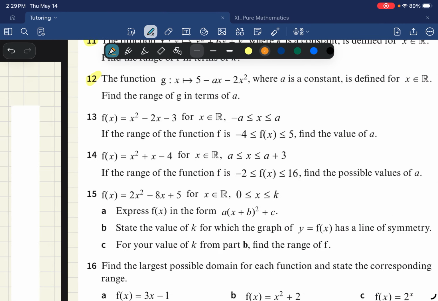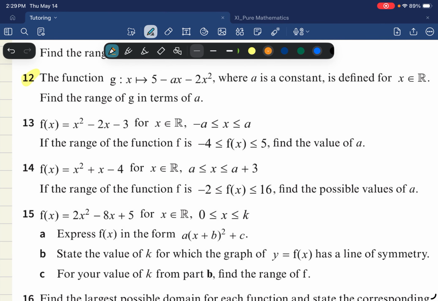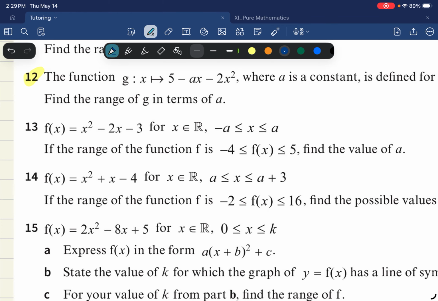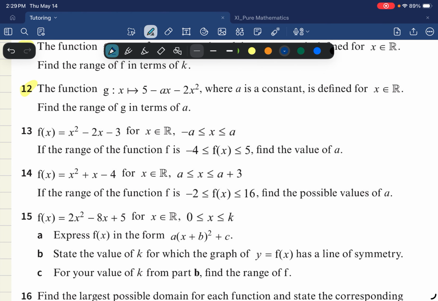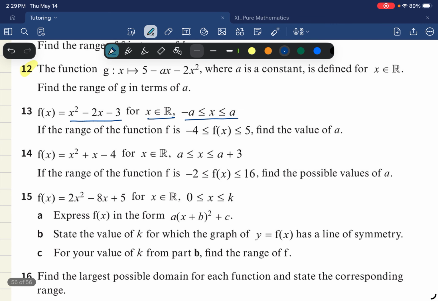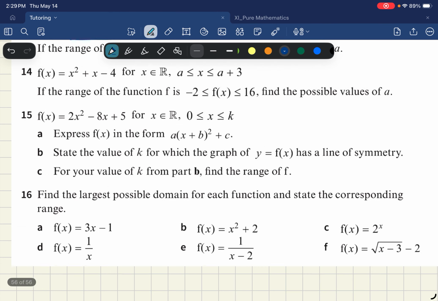Alright, so in this video we're going to finish off the last few questions related to this. We have f of x given by this expression for x an element of real numbers, and we are given this domain restriction. If the range of the function is this, find the value of a. So we are going to draw the graph of this function.